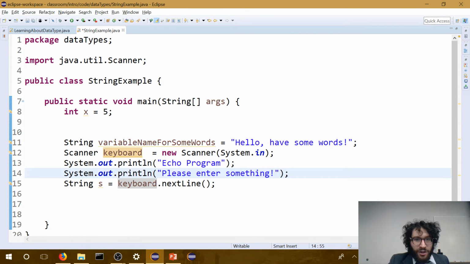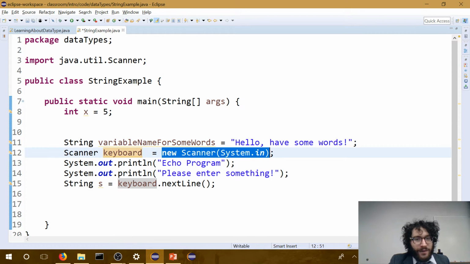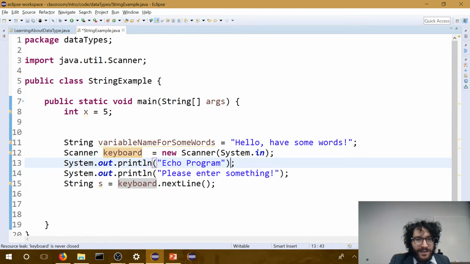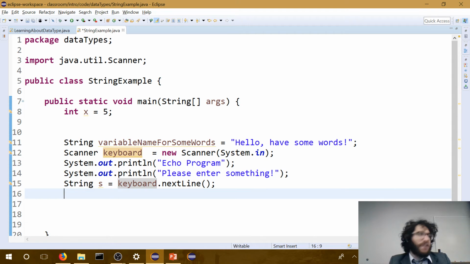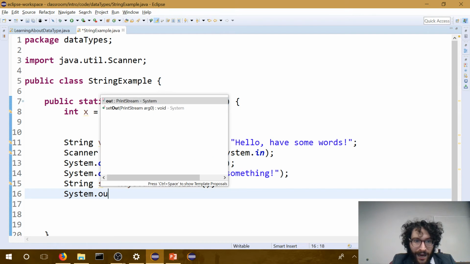Okay, so again, what we're doing is we're evaluating, creating a new scanner, and we're storing the new scanner in keyboard. We evaluate this and do this command. So it's always evaluating. You know, not always be closing, always be evaluating. So we do this, and now we can do this.